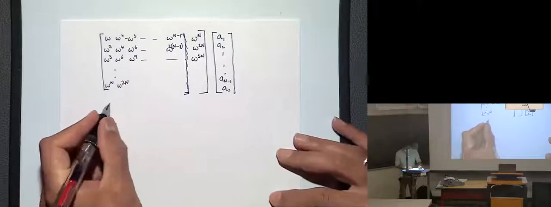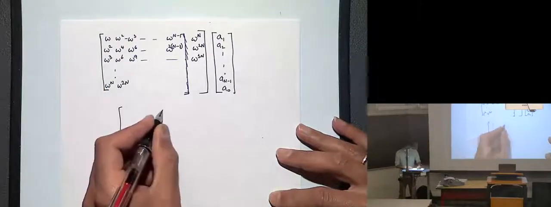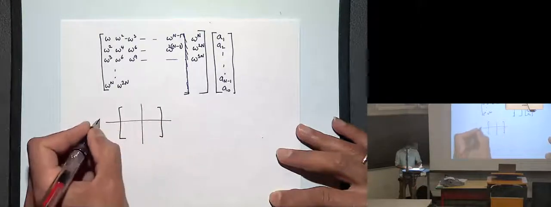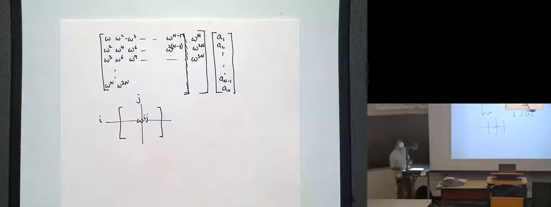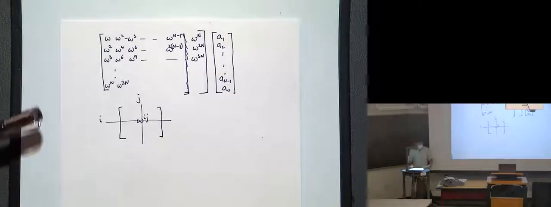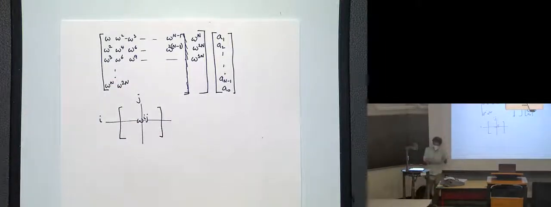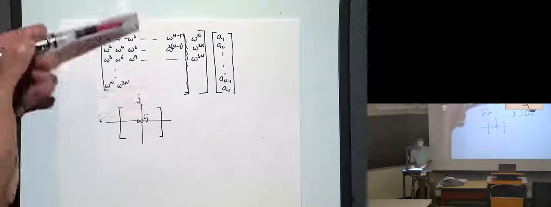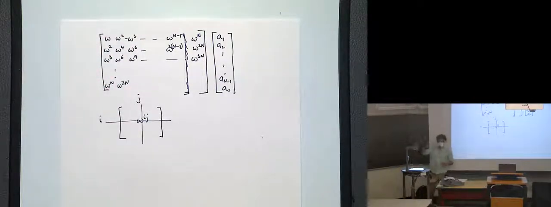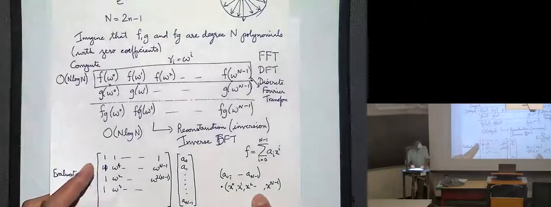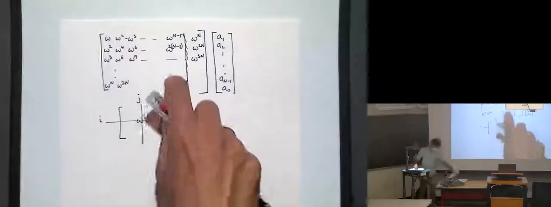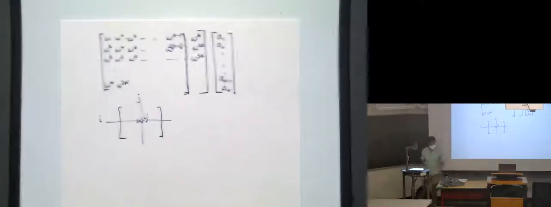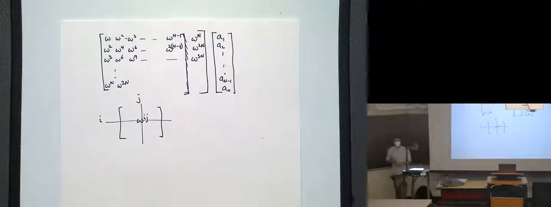If you look at this matrix, the ij-th entry is omega to the ij, because the i-th row is evaluating on omega to the power i, and the j-th column is looking at the j-th power of that, because it's that power vector. This thing has a name. It's called a Vandermonde matrix, and Vandermonde matrices are very well behaved. Okay, that's kind of the point.